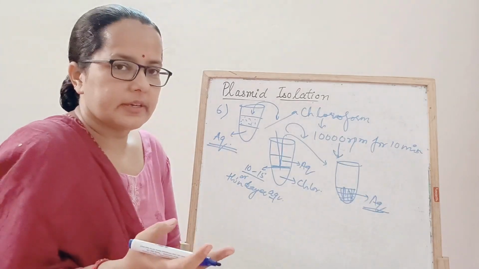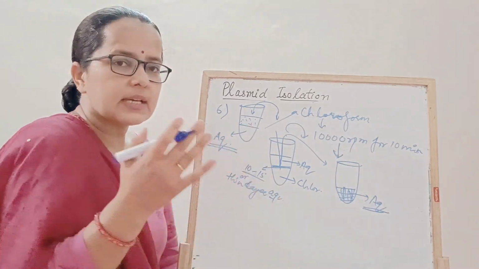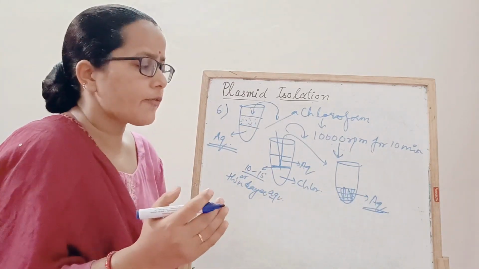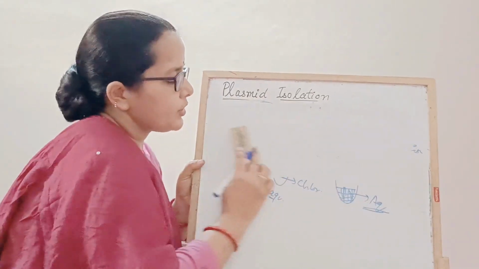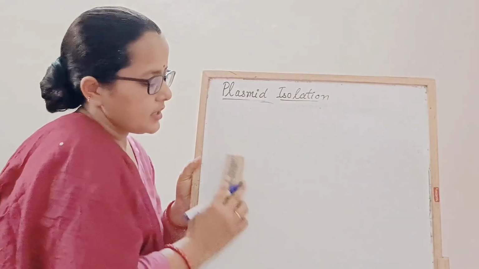So what do you want next? You have aqueous phase containing your plasmids. Now you have to precipitate your plasmids. So how will you go with the precipitation?